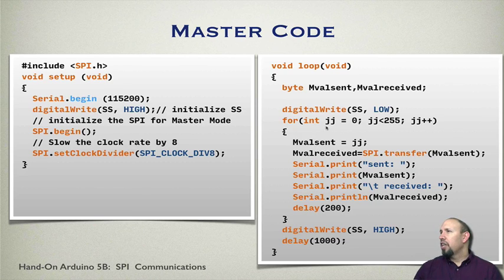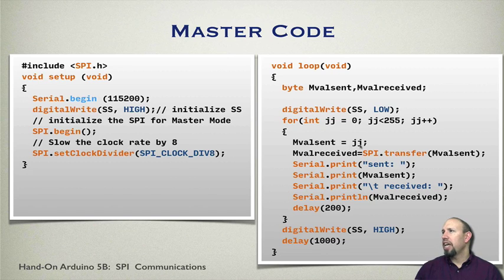Notice that I'm basically cycling through from 0 to 255 values. The loop is going to go through those, and each time it's going to go through 0 to 255. So it's going to repeat sending 0 to 255.